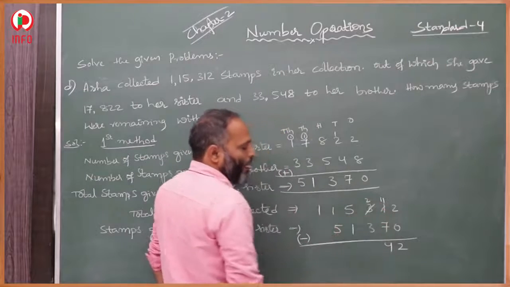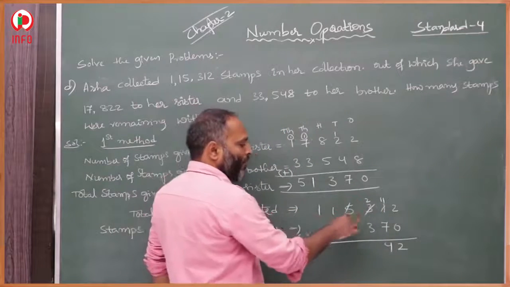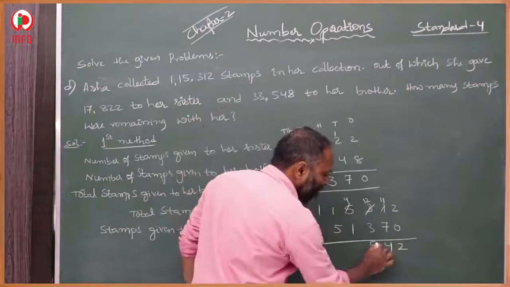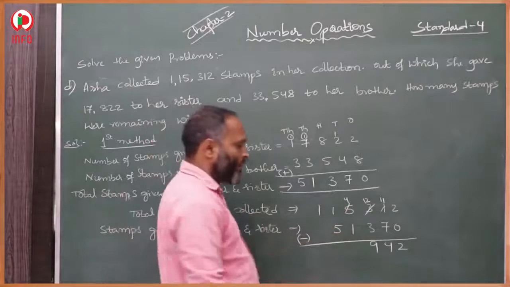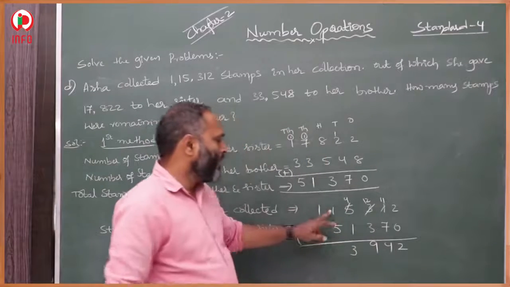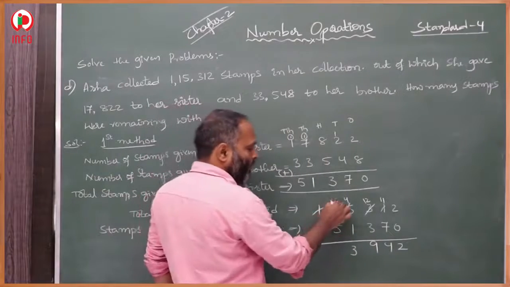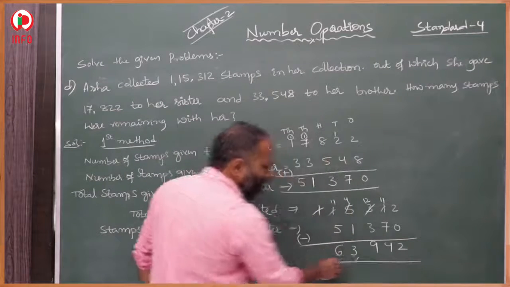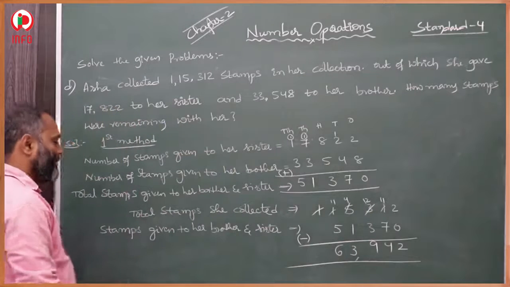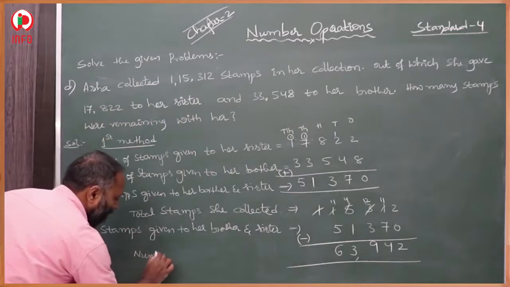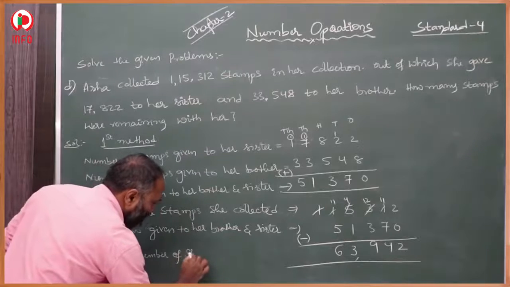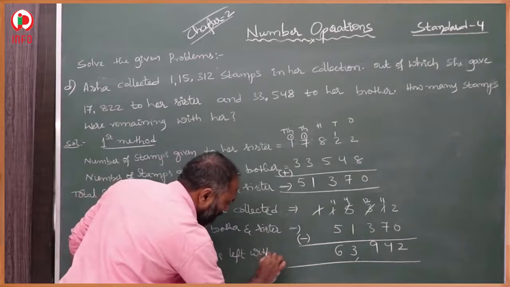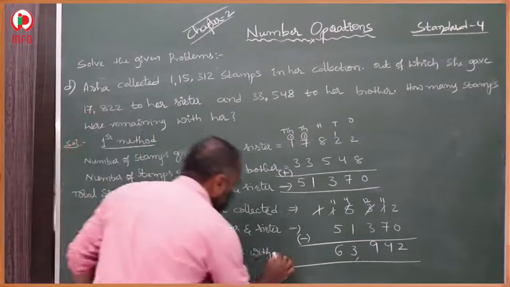Here we get 2 here. Minuend is smaller, again take borrow from here, 4 here and 12 here. 12 minus 3 is 9. And 4 minus 1 is 3. Here minuend is smaller, again borrow, it will become 11. 11 minus 5 is 6. 63,942. Number of stamps left with her. Left with Asha.